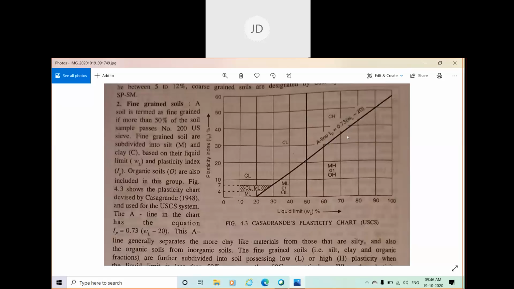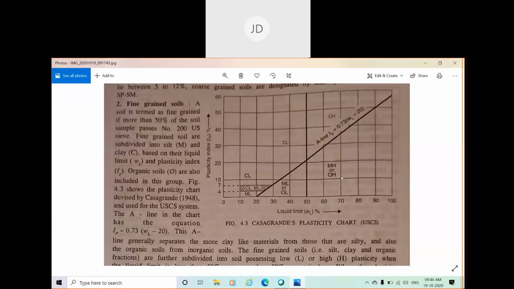Now what is the significance of this A line? This line separates clay soil from silty soil. The zone above this line is for clay soil. The zone below this line is for silty soil or organic soil.